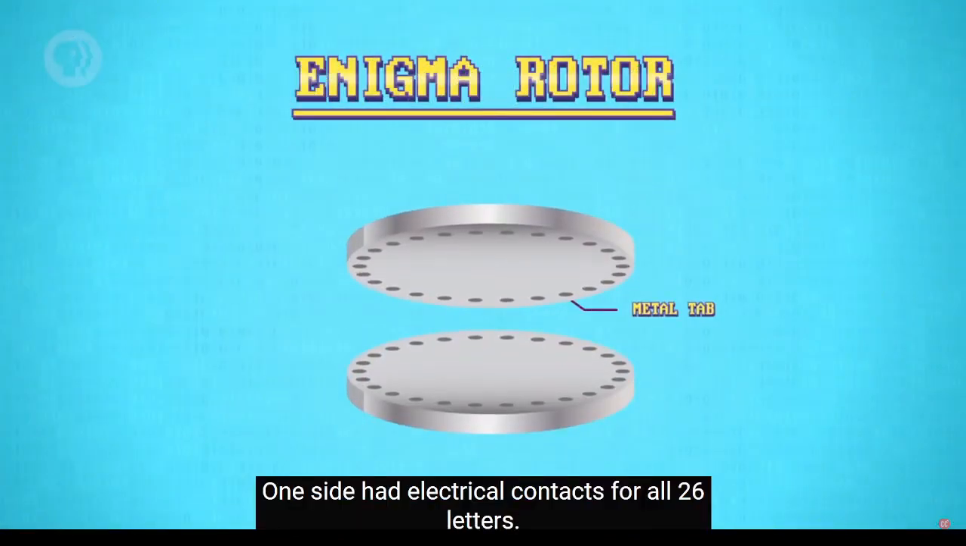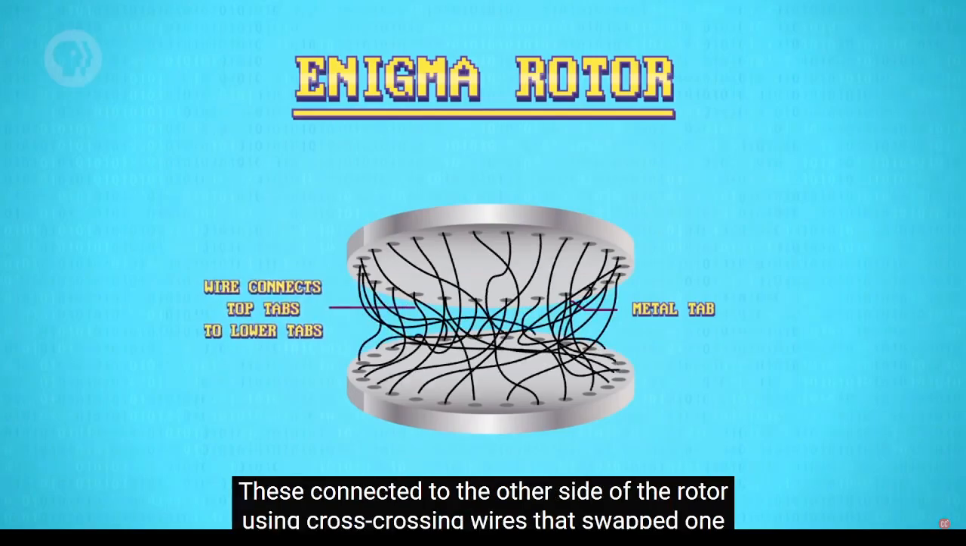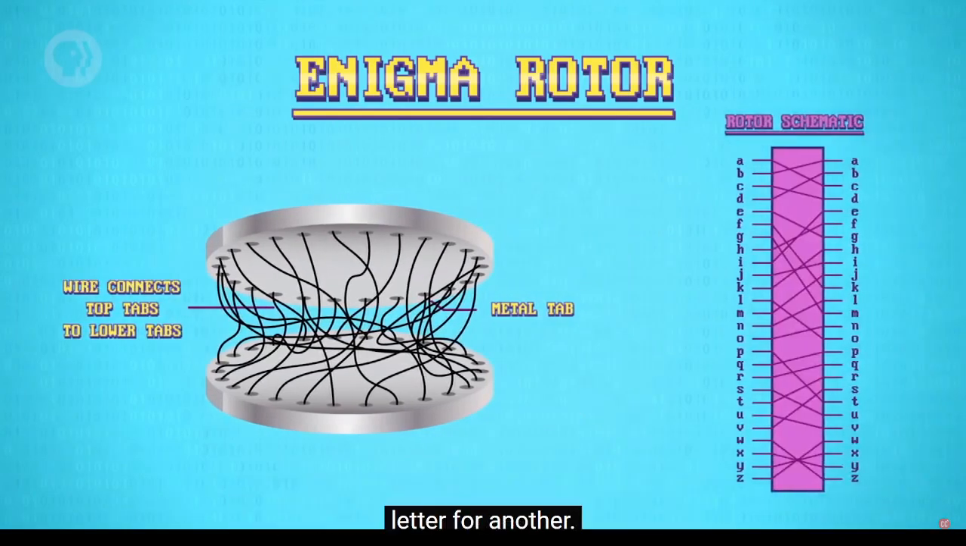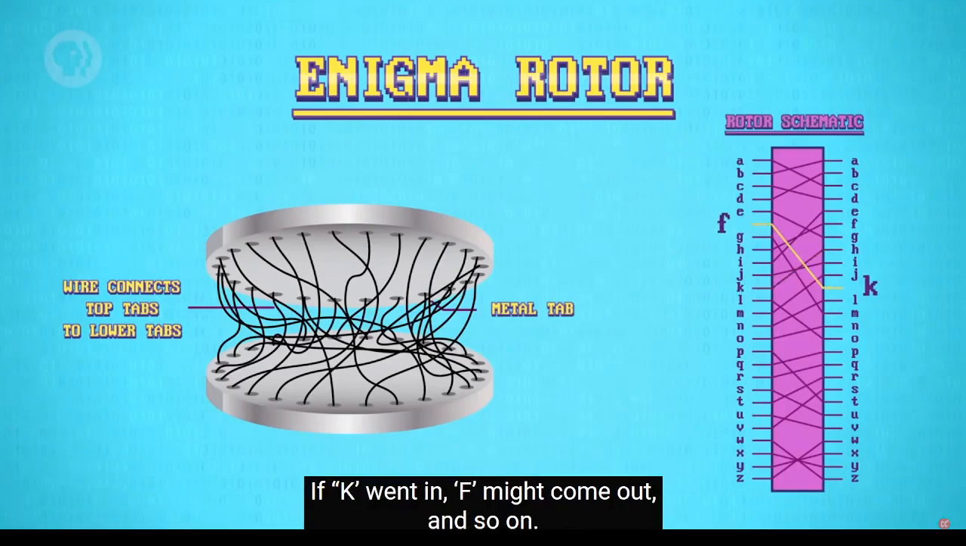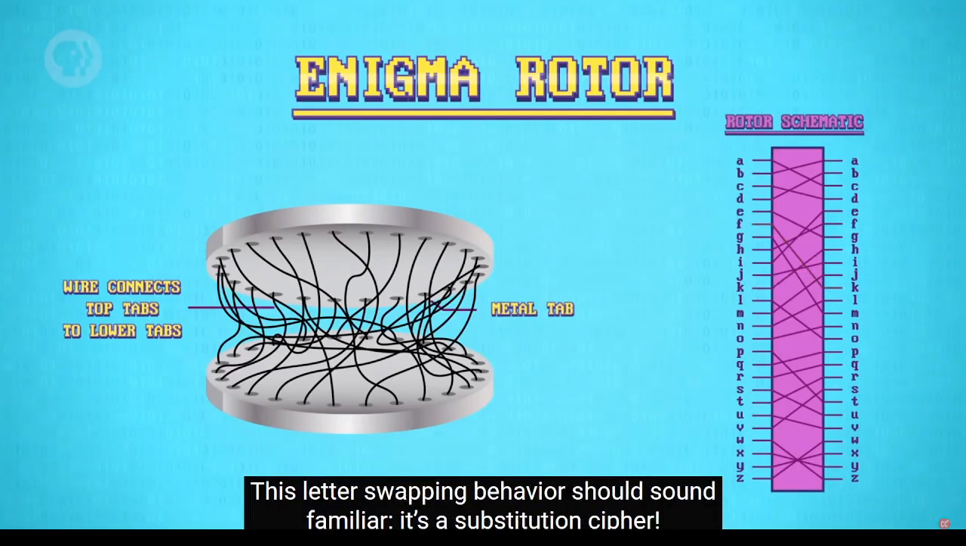One side had electrical contacts for all 26 letters. These connected to the other side of the rotor using criss-crossing wires that swapped one letter for another. If H went in, K might come out the other side. If K went in, F might come out, and so on. The letter swapping behavior should sound familiar.